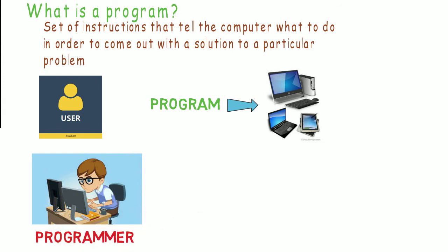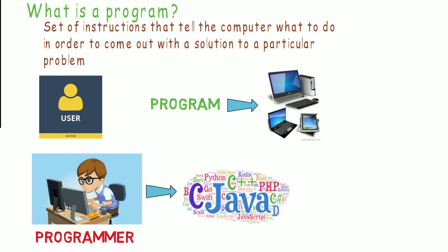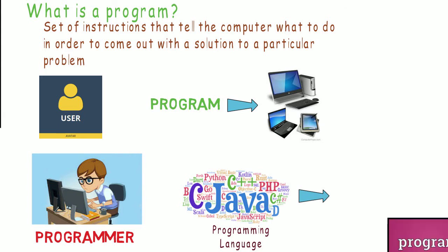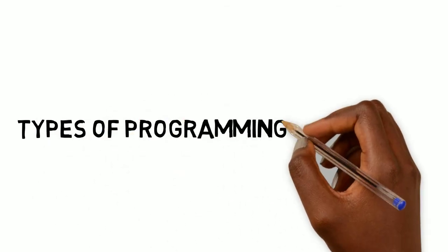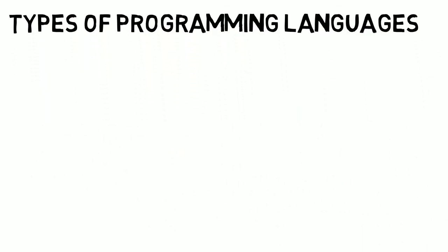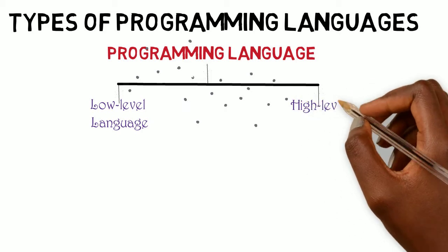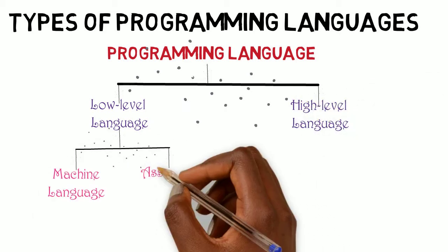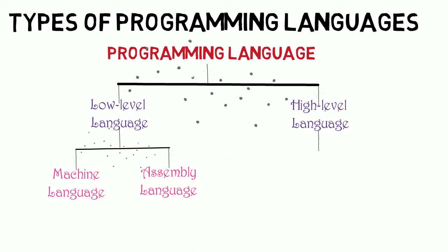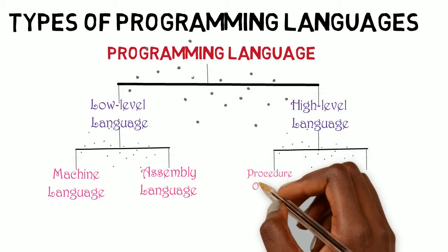So, a programmer is someone who writes a program. A programmer uses a programming language to write a program. There are two types of programming languages: the low-level language and the high-level language. The low-level language is further divided into two. We talk about the machine code, which we have just discussed. We talk about the assembly language, which is going to be the second generation language.